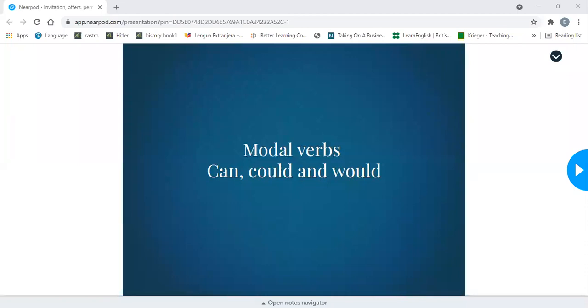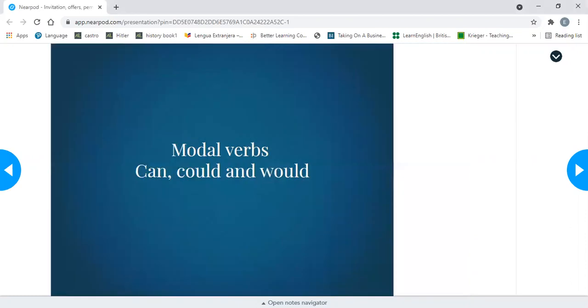The topic of today is modal verbs: can, could, and would. Okay, let's get started with our class. First of all, I will start sharing my screen. Okay, and then we can see what we have over there. Modal verbs: can, could, and would.